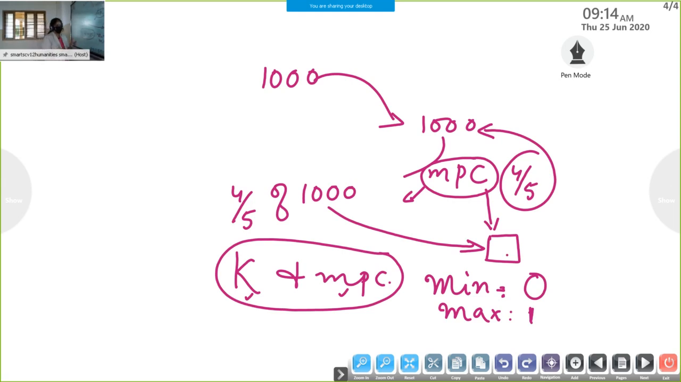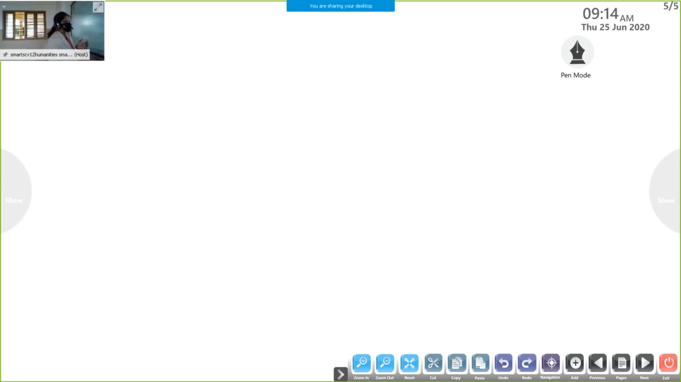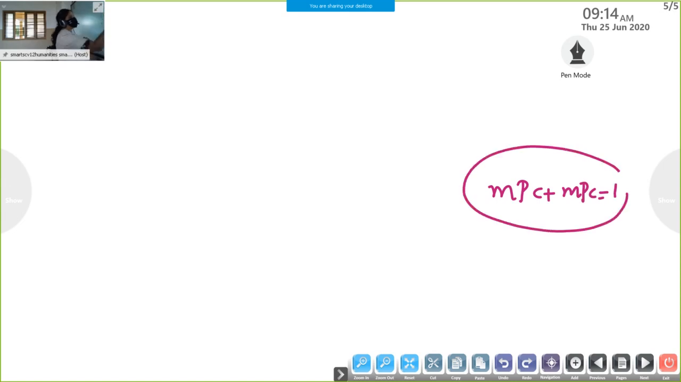So next topic we can take the relationship between MPC and MPS. If MPC is directly related, then MPS has an inverse relationship, right? Because MPC plus MPS is always equal to 1.